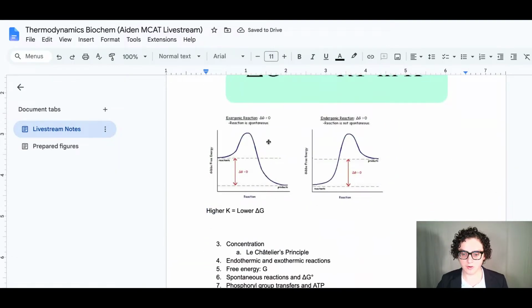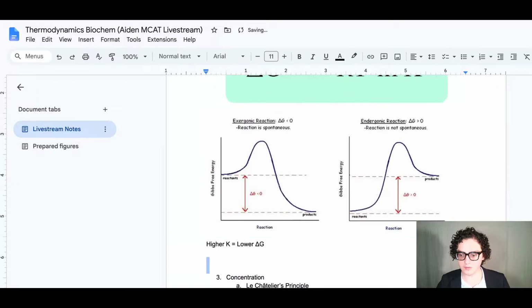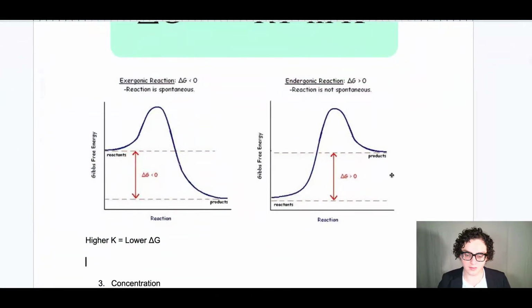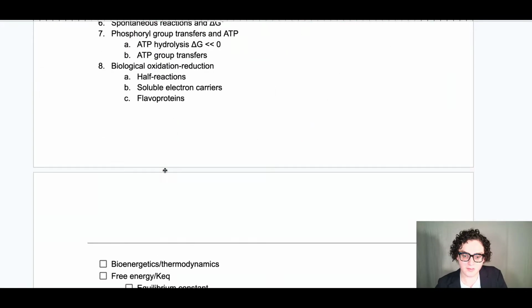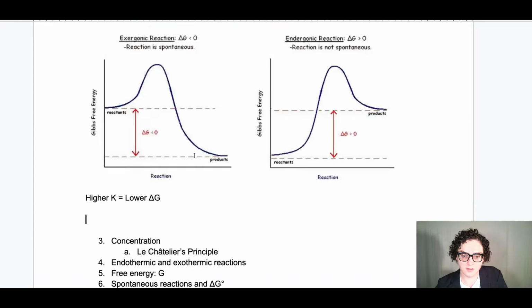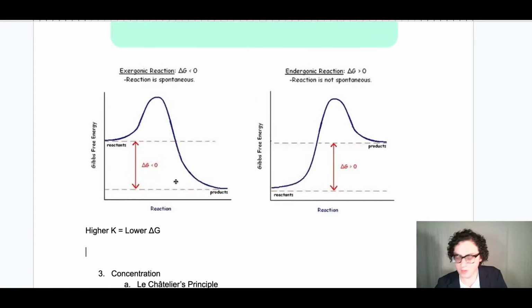So as I said before, delta G determines whether a reaction is spontaneous or not spontaneous. When delta G is less than 0, as it is in ATP hydrolysis, a reaction is spontaneous. Another fancy word for that is exergonic. So energy leaving, exergonic.